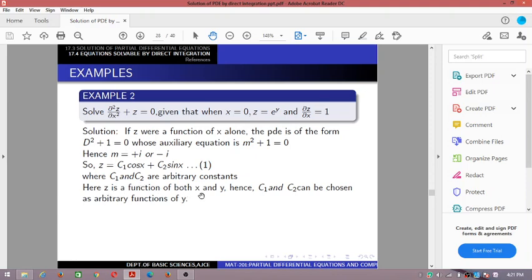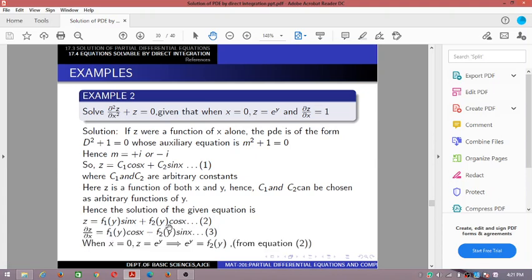Since z is a function of both x and y, here we have taken the derivative as a normal derivative for convenience only. Actually z was a 2 variable function. Therefore we can treat the constants c1 and c2 as arbitrary functions of y. Hence the solution of the given partial differential equation becomes z = f1(y) sin x + f2(y) cos x.